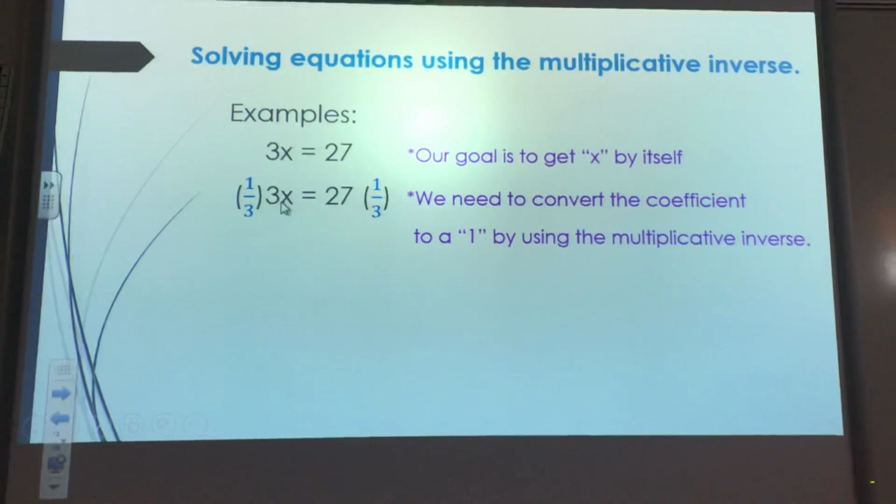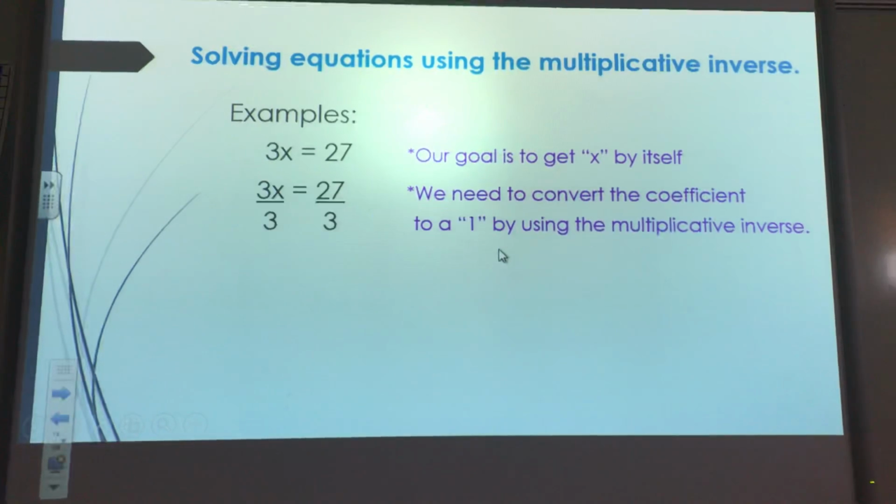Now, although this is the multiplicative inverse, this is not how we generally write or show our math when solving equations. Instead of multiplying by a 1 over 3, we'll just go ahead and divide by 3, because 3 times 1 gives us 3 in the numerator, and 3 times 1 in the numerator will also produce a 3. So the way that we will show our work is we'll just simply divide each side by 3. Because again, we're going to do the opposite operation.